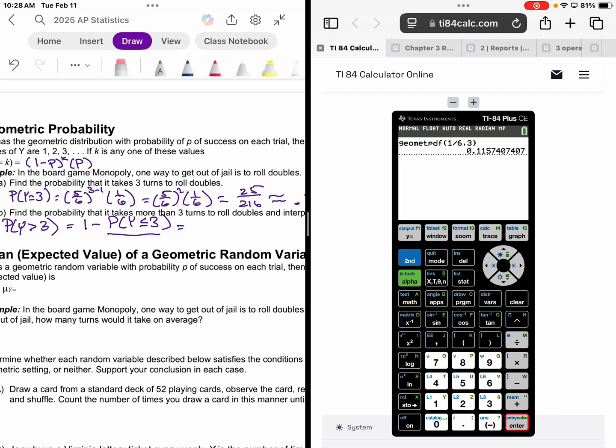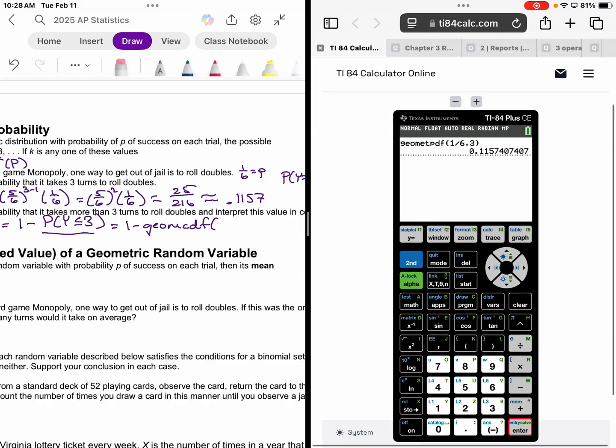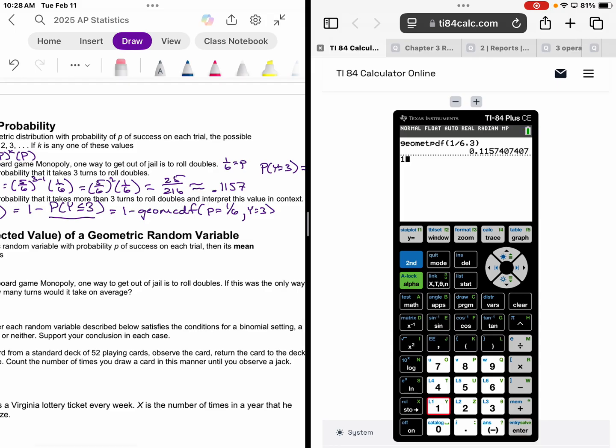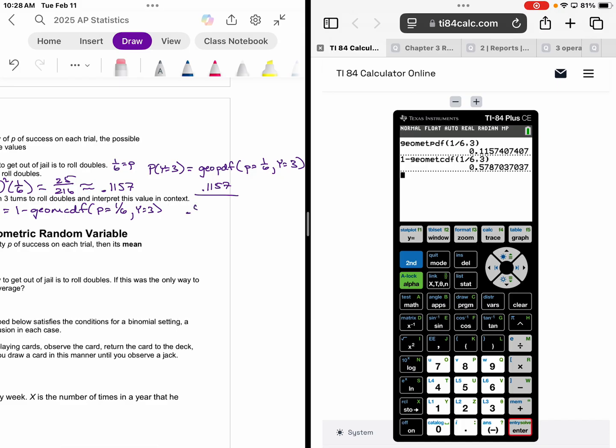So now I'm ready to go through and say 1 minus a geometric CDF. Again, 1/6 is my probability, and then I put y equals 3 because I want it to include the percent for 3. So 1 minus second vars. The last option there, geometric CDF. Again, 1 divided by 6, 3. Hit enter a couple times, and I find out that it is 0.5787. And then now they want me to interpret what this means.